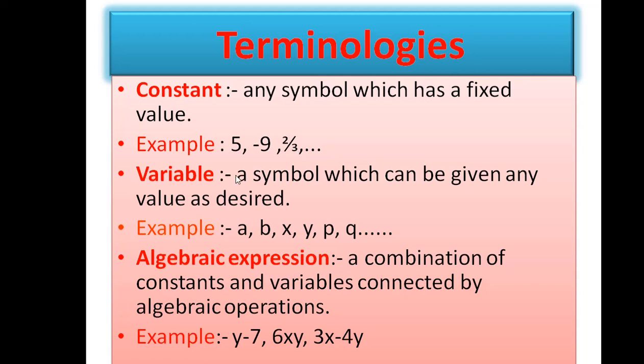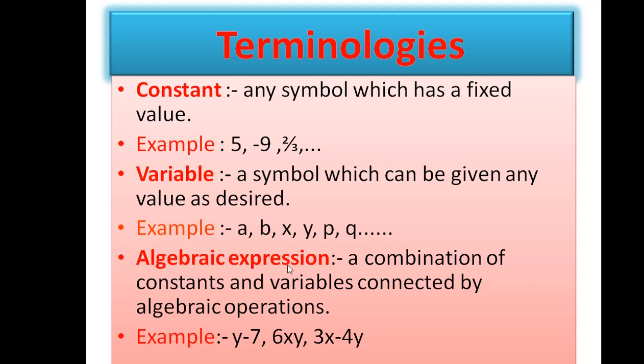Then variable. A symbol which can be given any value as desired is called a variable. Examples: a, b, x, y, p, q. All these are variables. Depending upon the place, the value will be varying, so it is called a variable.